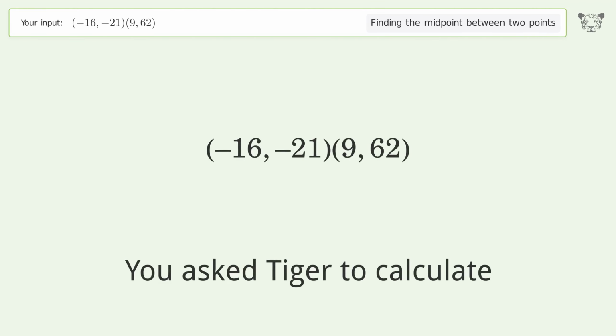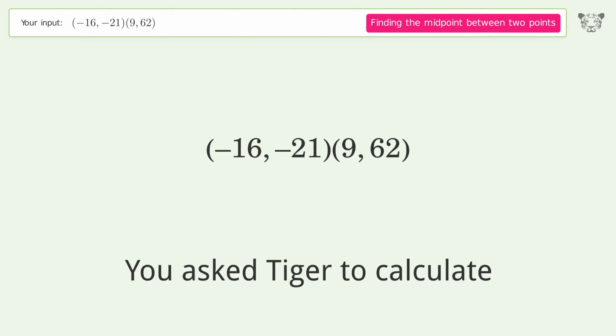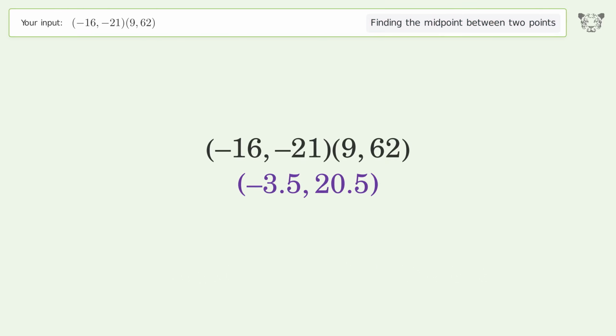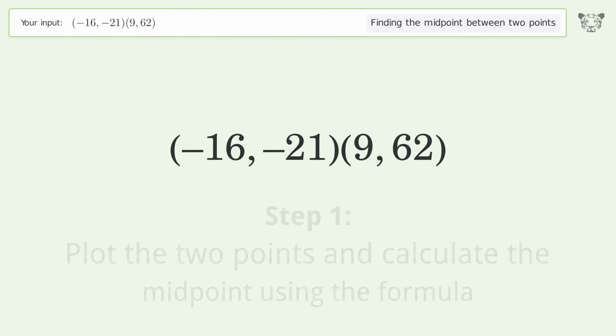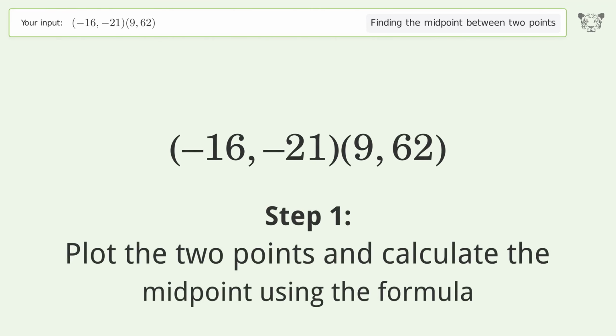You ask Tiger to calculate. This deals with finding the midpoint between 2 points. The midpoint between the 2 points is negative 3.5, 20.5. Let's solve it step by step. Plot the 2 points and calculate the midpoint using the formula.